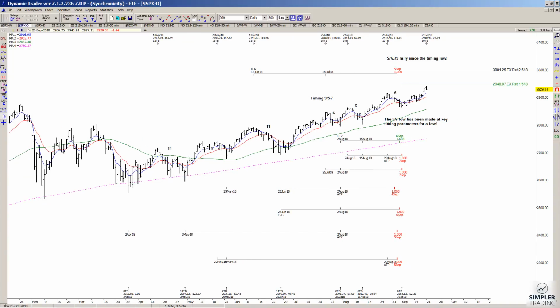Now, as far as the last standout timing that I had for a possible low, it came in between 9.5 and 9.7. And there were quite a few cycles that were in play at that time. For example, we had this prior high to low that was 6 trading days. This was 6 trading days. And then we had 6 trading days into the low made on the 7th. So that's one thing. There are also some other cycles.